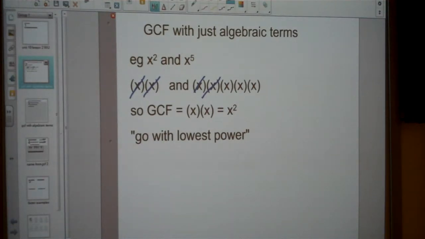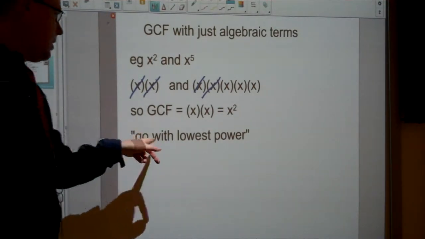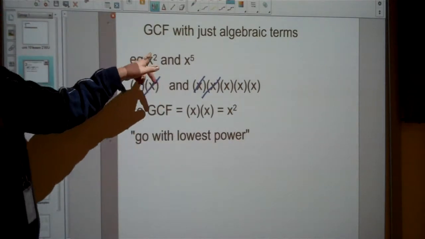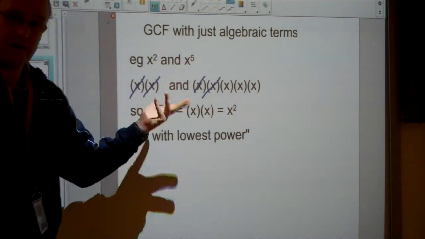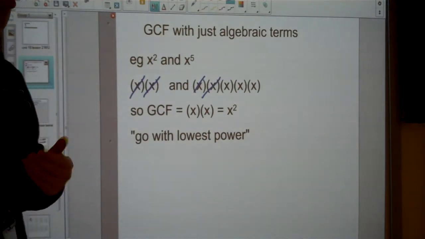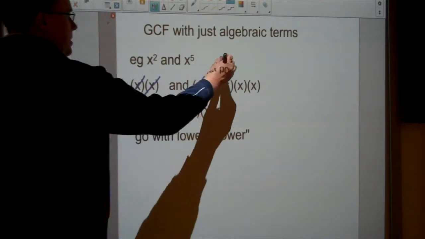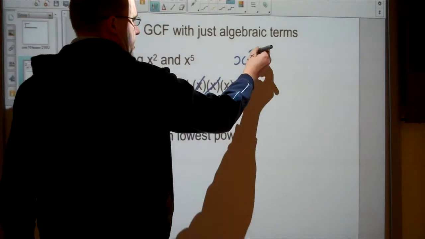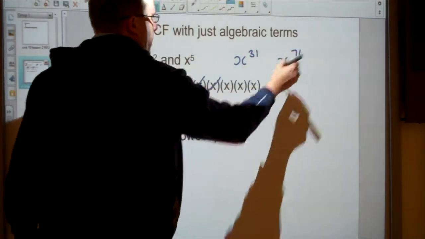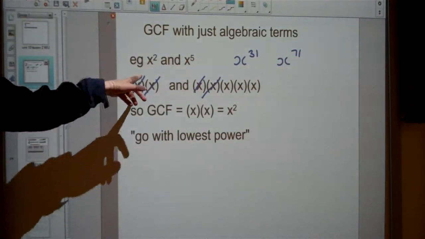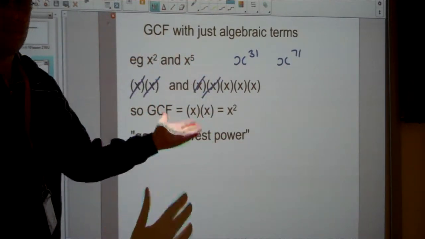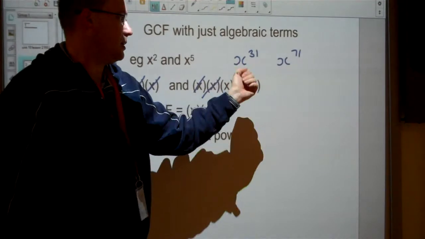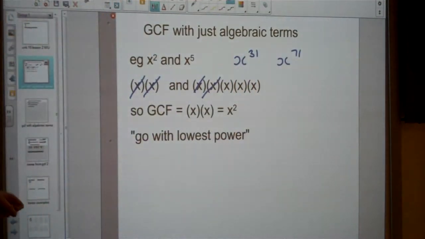There is a slightly shorter way of doing it as well. What we're just going to do is go with the lowest power. So if I have a power of 2 and a power of 5, then the lowest power is just 2, so my GCF I could just say is x to the 2. The reason I want to do that is, if I had this as a question, x to the 31 and x to the 71, what I don't want to do is write x times x times x 31 times. So we can go with the lowest power, and we can just say straight away the GCF of these two things is just x to the power of 31.